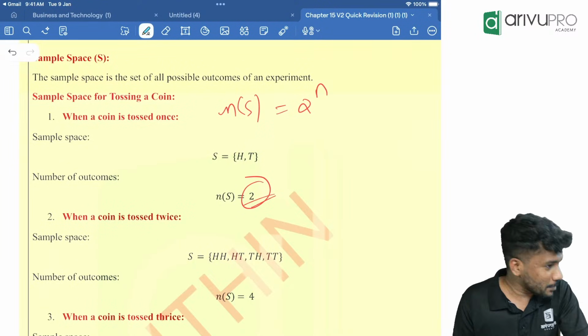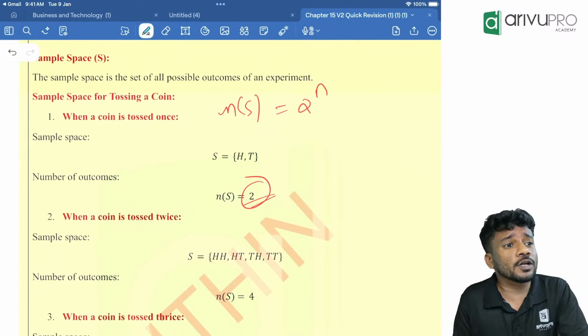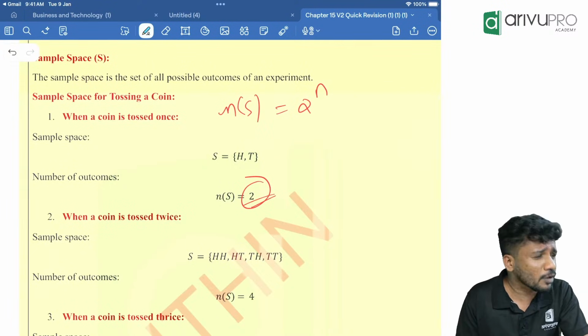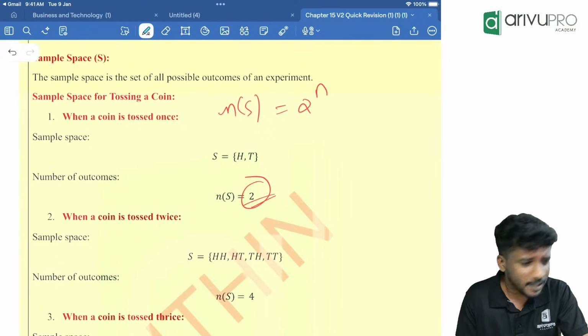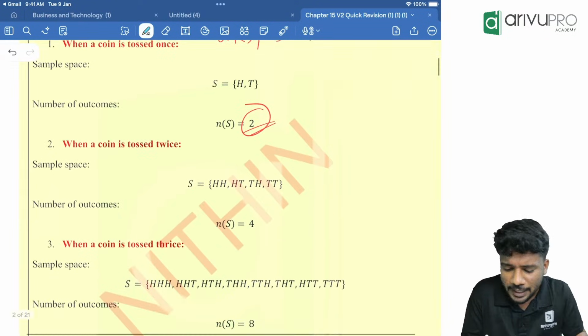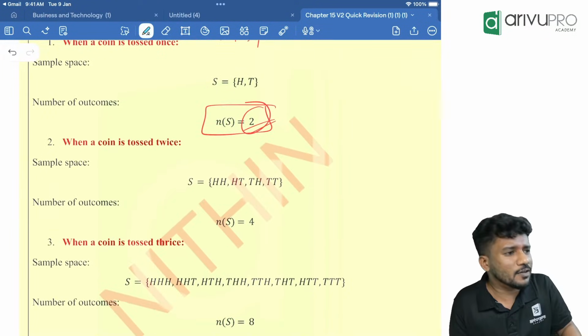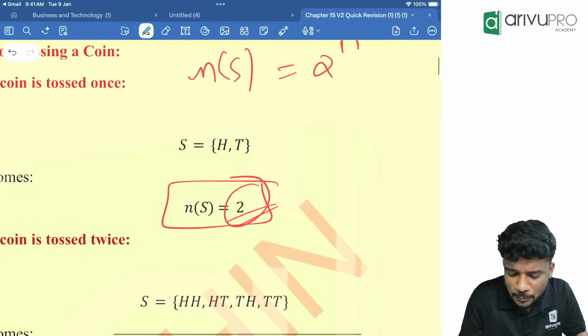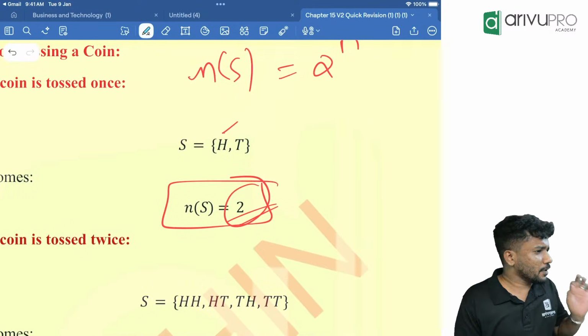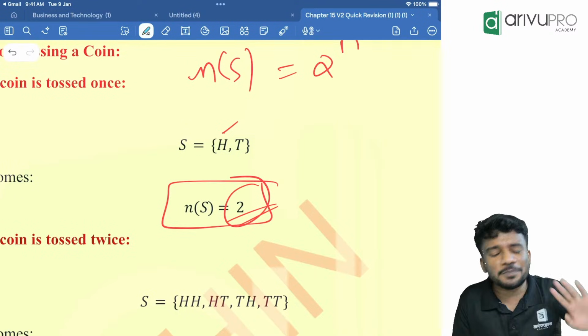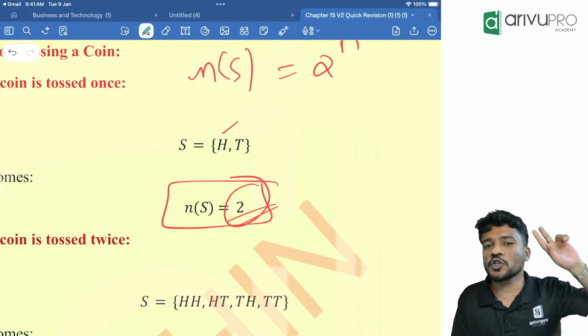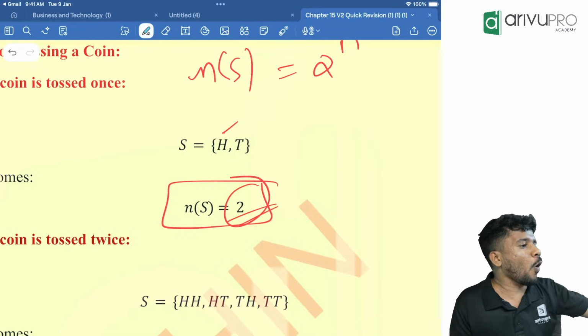So, coming to the sample space part, you know that for tossing a coin, what is the general rule of writing sample space? 2 raised to n. If I toss it one time, N of S will be how much? 2 raised to 1, which is equal to 2. What is the sample space? One possibility is it can be head. The other possibility is what? It can be tail. So, 2 possibilities, head or tail.